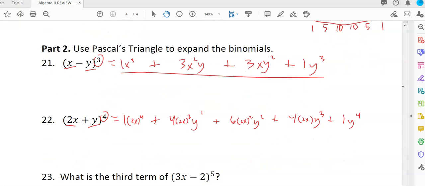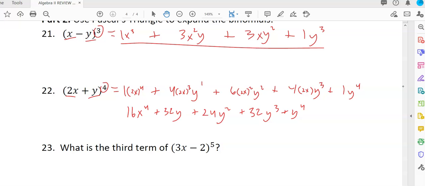Okay. So this simplifies. 2 to the fourth is 16, so this is 16x to the fourth. 2 to the third is 8. 8 times 4 is 32, so plus 32y. 2 squared is 4, 4 times 6 is 24. 2 to the third is 8, 4 times 8 is 32. And then plus y to the fourth.